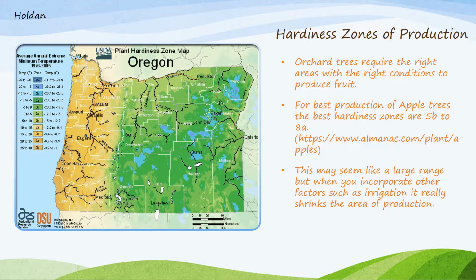A lot of orchard production is in the Hood River area and the Fruit Loop Trail. But there is another area of orchard production, which is the wine vineyards in the Willamette Valley.